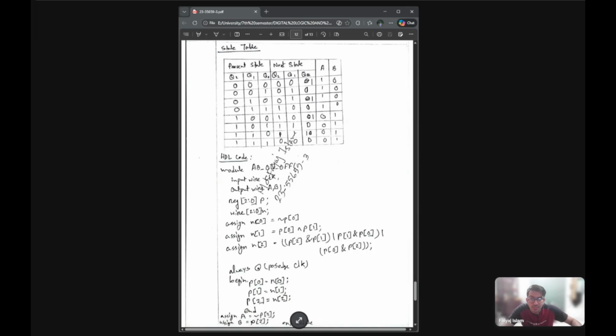The logic was translated into Verilog HDL code. The module takes a clock input and drives outputs A and B. I utilized a 3-bit register to manage the states. The code uses assign statements and non-blocking assignments to ensure synchronous operation of the FSM at every positive clock edge.